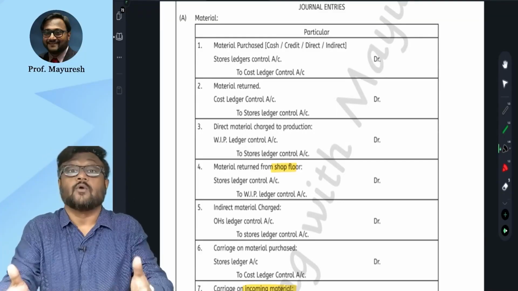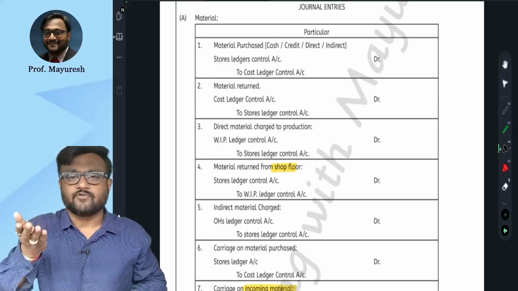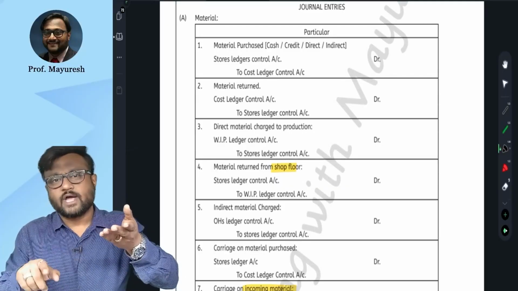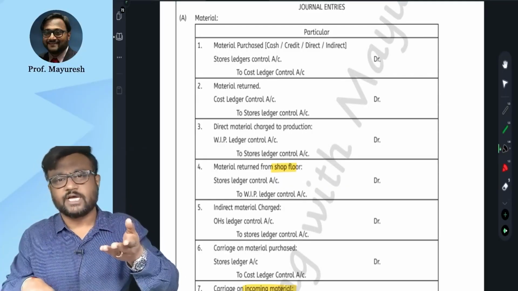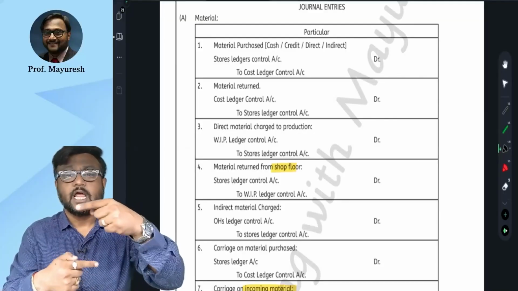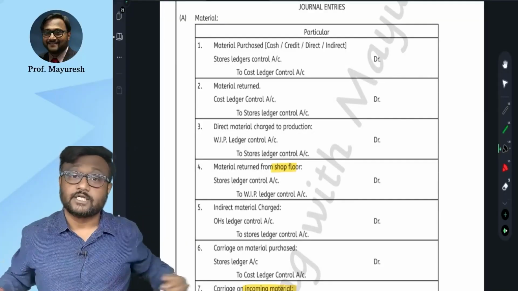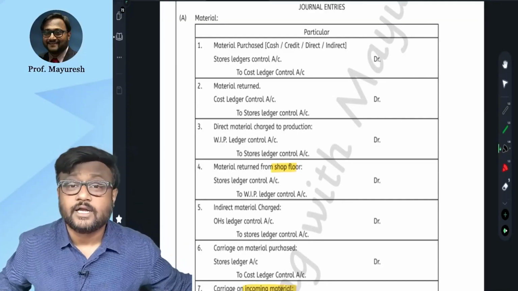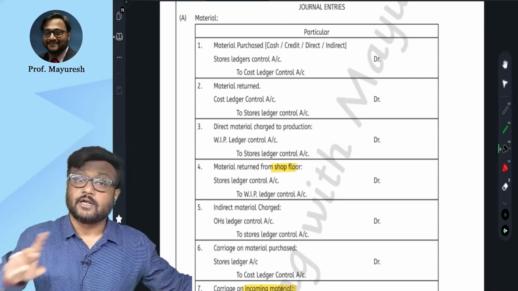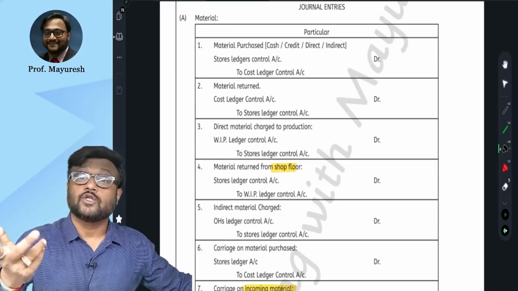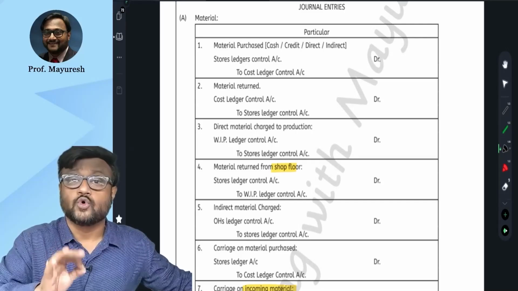Material purchase. When you purchase material, balance increases, stores debit. To cash bank, to creditors, to CLC. So stores to CLC. If material is returned, it is CLC to stores. If material is recognized to be the direct material, it will be posted to production. Production के लिए कौन सा account? WIP. WIP to stores. It is already in stores.